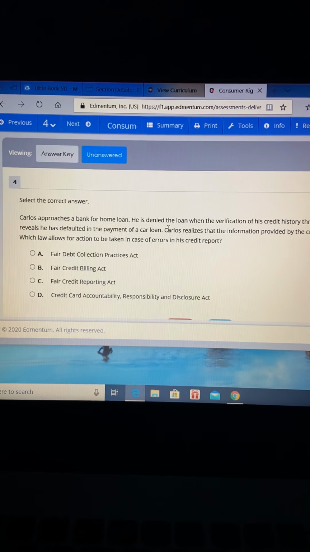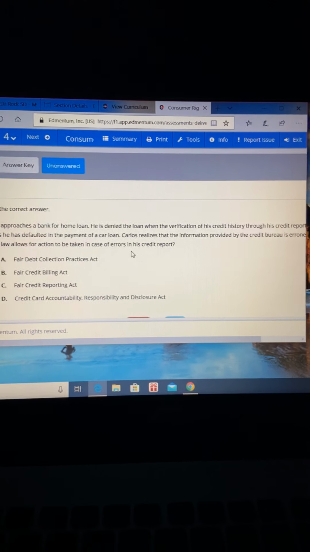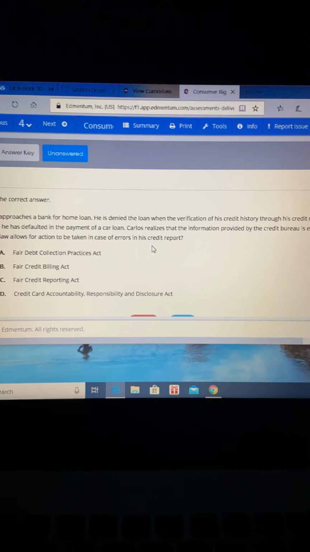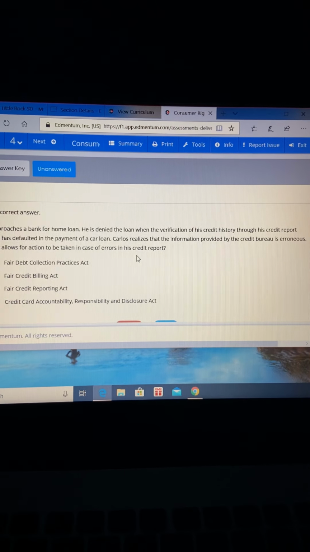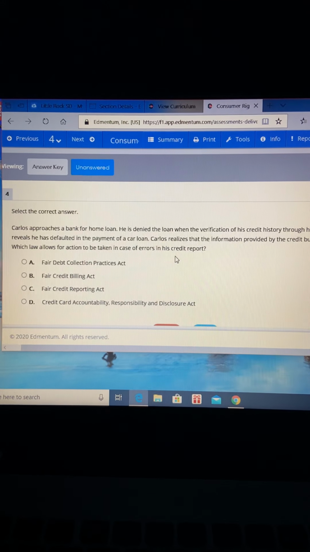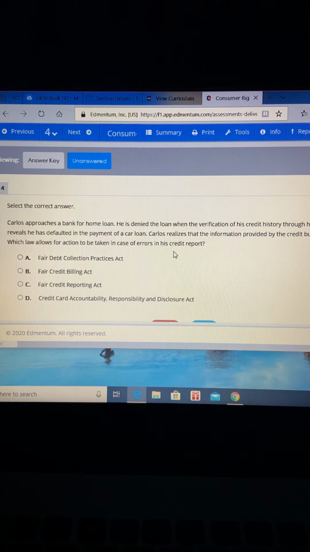Carlos approaches the bank for a home loan. He's denied the loan when the verification of his credit report reveals he has defaulted in the payment of a car loan. Carlos realizes that the information provided by the Credit Card Bureau is erroneous. Which law allows the action to be taken in case of errors on his credit report?